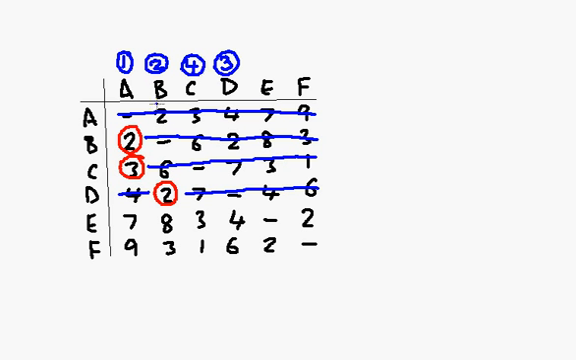So now I'm looking at vertices A, B, C and D, and the remaining edges that come off them to join up with E and F. The next least one is that 1. So I'm going to circle the 1, delete the rest of the row, and I have now connected C to F. So I now label F with 5.